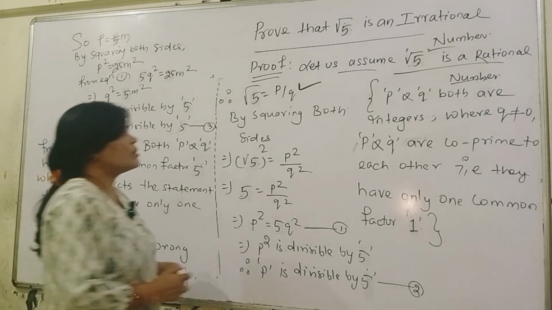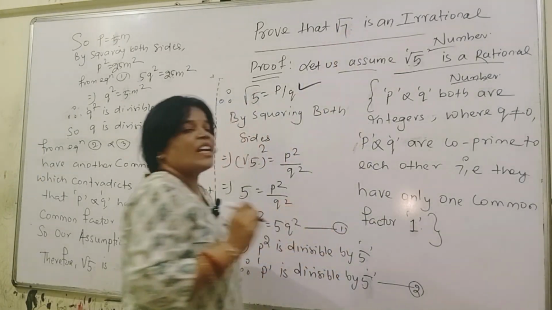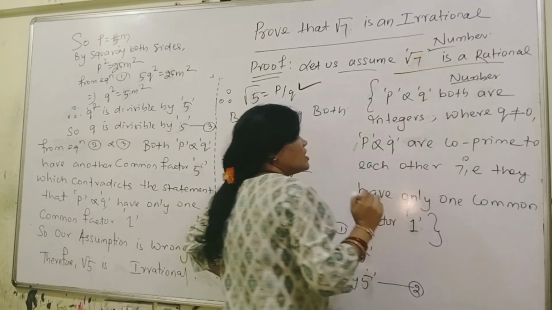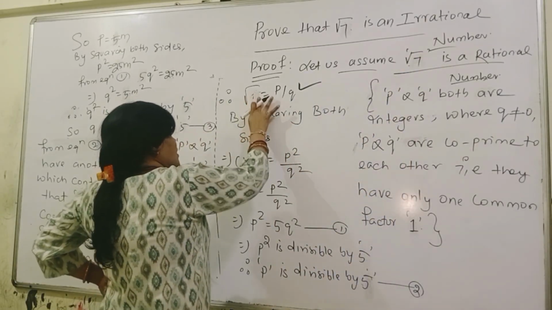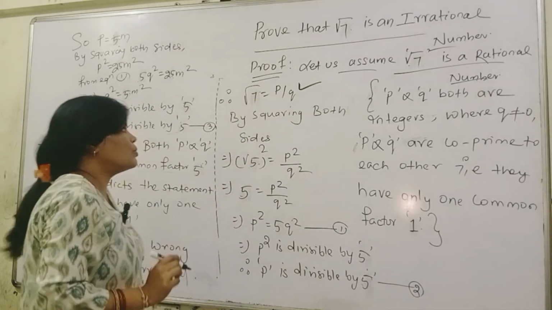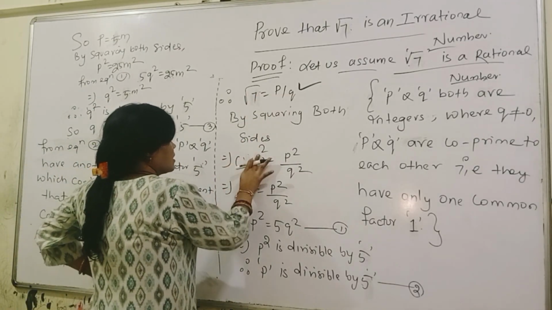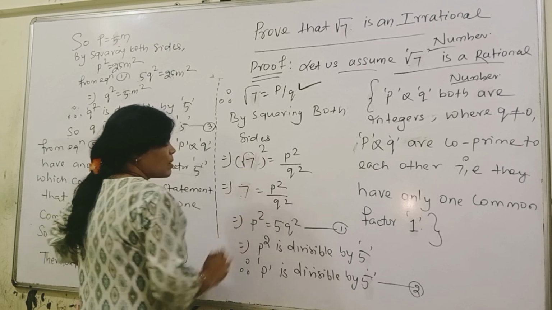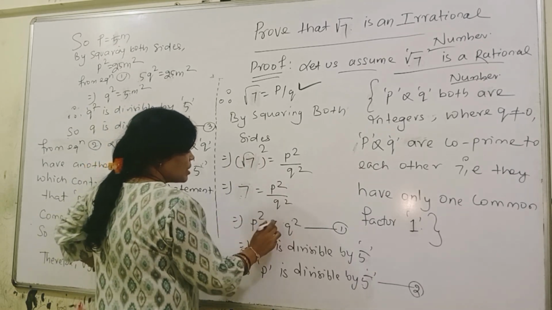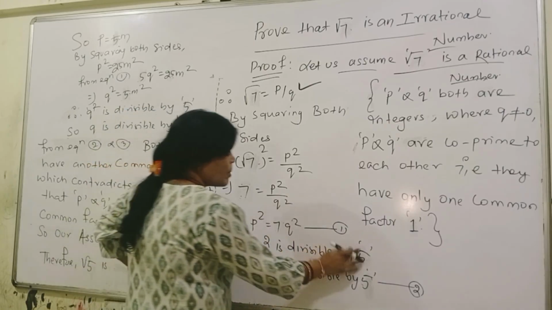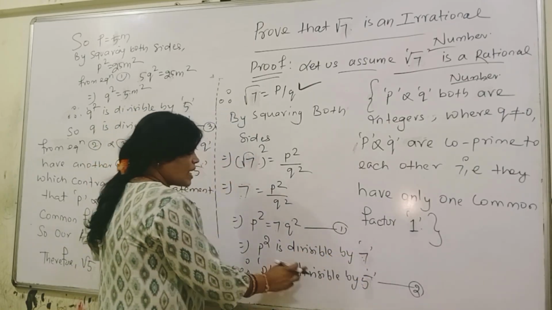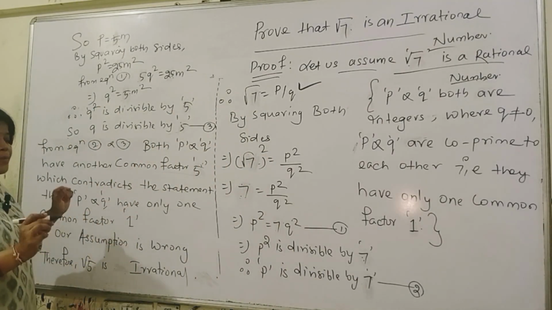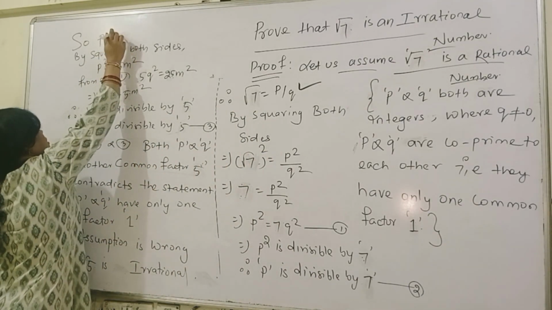Now look at √7. Prove that √7 is an irrational number. Let us assume √7 is a rational number. Therefore √7 is equal to P upon Q. By squaring both sides, 7 is equal to P square upon Q square. Therefore P square is equal to 7Q square. Therefore P square is divisible by 7. Therefore P is divisible by 7. Since P is divisible by 7, therefore P is equal to 7m.